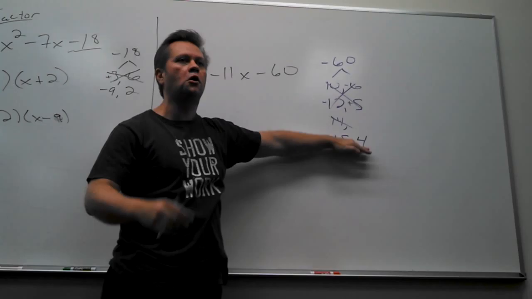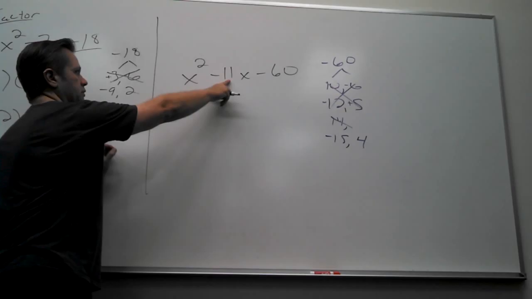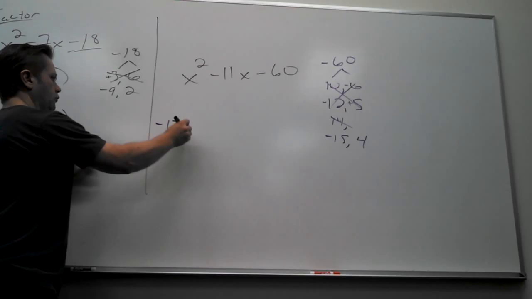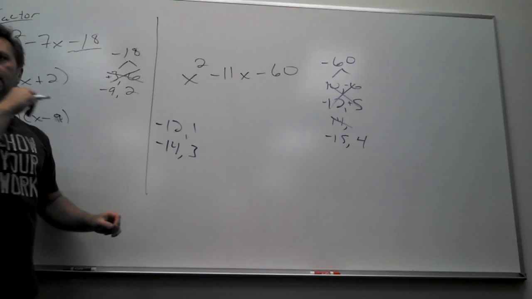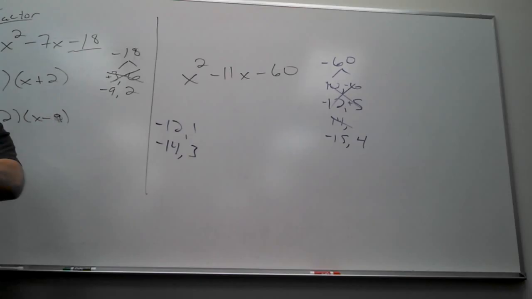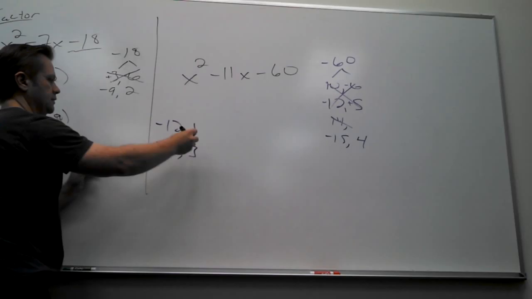But what's easier, I can come up with two numbers that add to be negative 11 quick. I don't have to think about it too much. Like negative 12 and 1 make negative 11, right? Do they multiply to 60? Nope. So negative 14 and 3 make negative 11. Do you guys see that? They're 11 apart, so they make negative 11. What's negative 14 times 3? Negative 42. So that's still not 60. Right? So then negative 15 and 4, I got it. Do you guys see that?